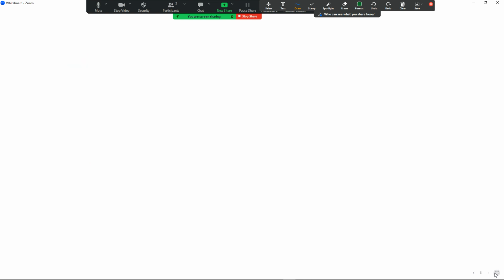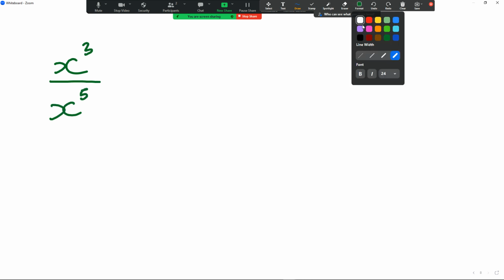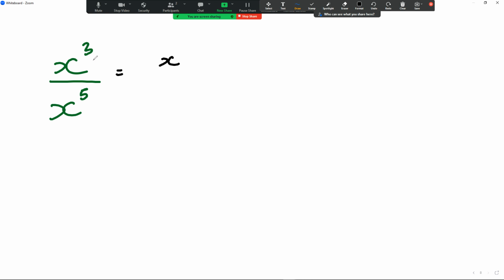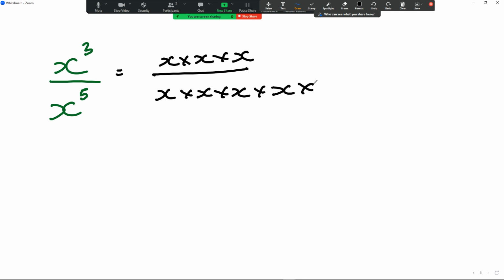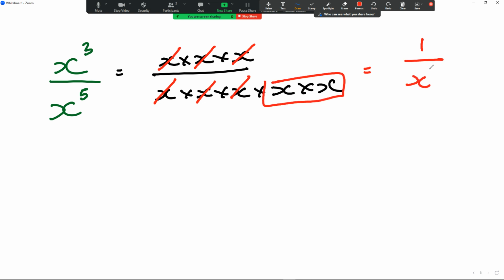Now, let's go to one more of these. If I've got x to the power of 3 over x to the power of 5, another way to look at this would be like this. This is the same as x times x times x. It's 1 plus 1 plus 1. And this is x times x times x times x times x, 5 times, because it's 1 plus 1 plus 1, 5 times. Which means when we cancel out these, we'll be left with an imaginary 1 at the top and x squared at the bottom.